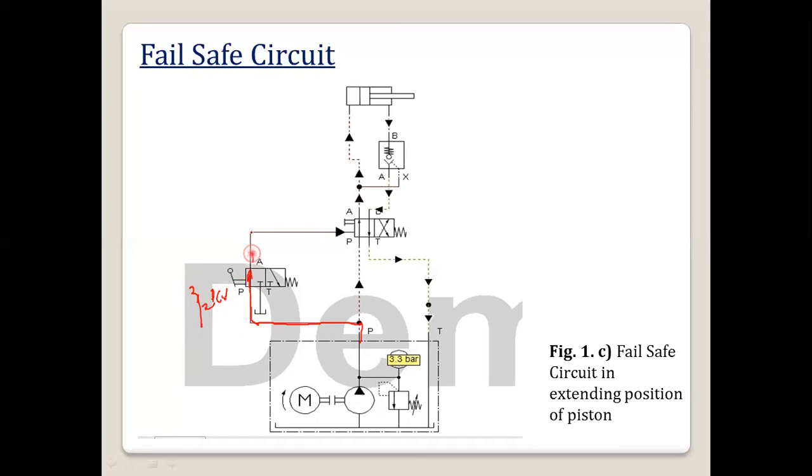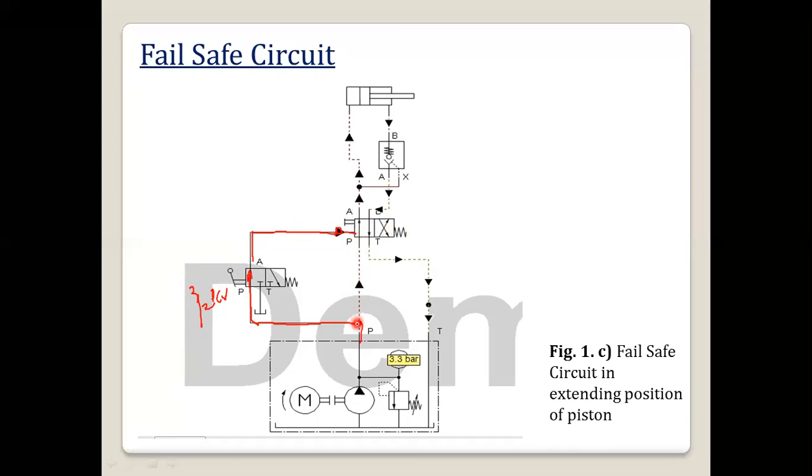Then this 3x2 DCV will send the pilot signal to this 4x2 DCV. Then the position shifts from the left to the right envelope.